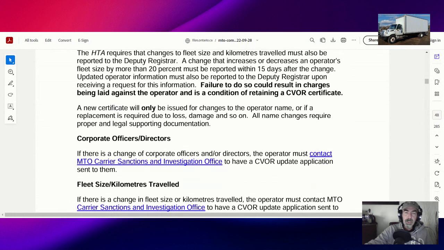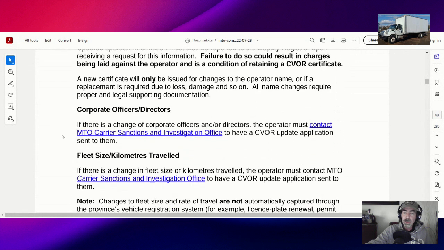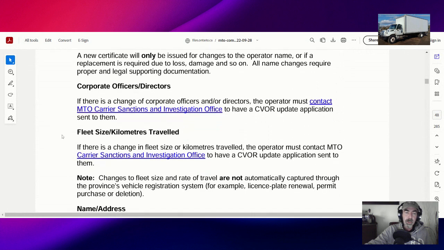Updated operator information must also be reported to the deputy registrar upon receiving a request for this information. Failure to do so could result in charges being laid against the operator and is a condition of retaining a CVOR certificate. A new certificate will only be issued for changes to the operator name or if a replacement is required due to loss, damage, and so on. All name changes require proper and legal supporting documentation.